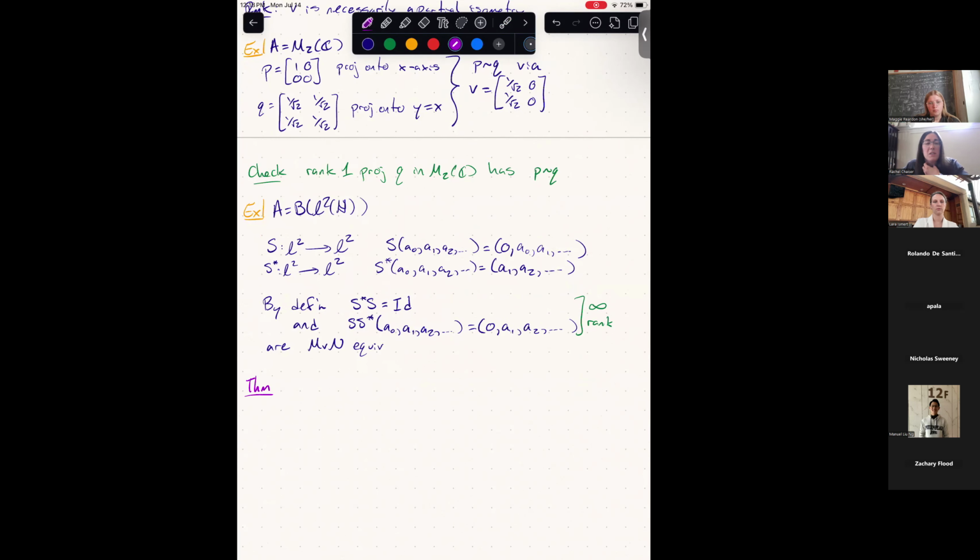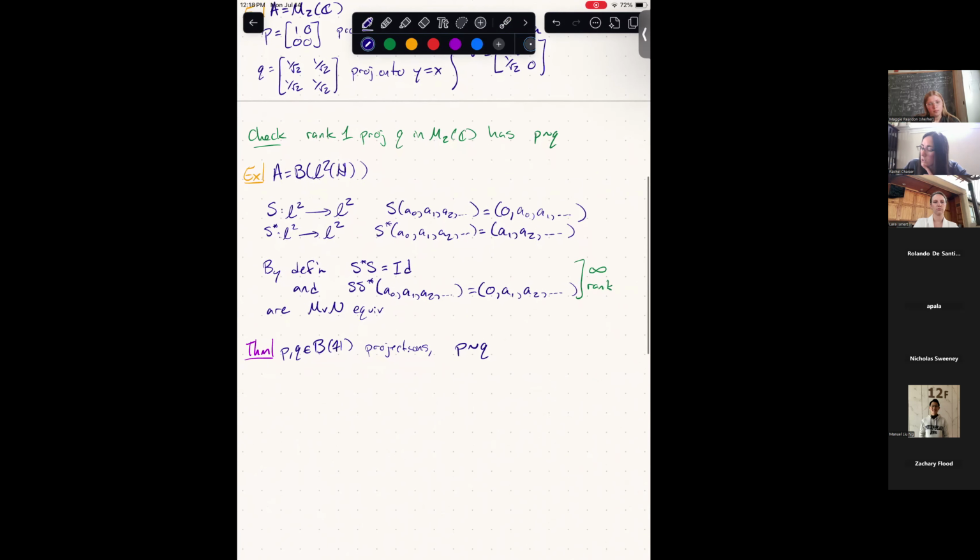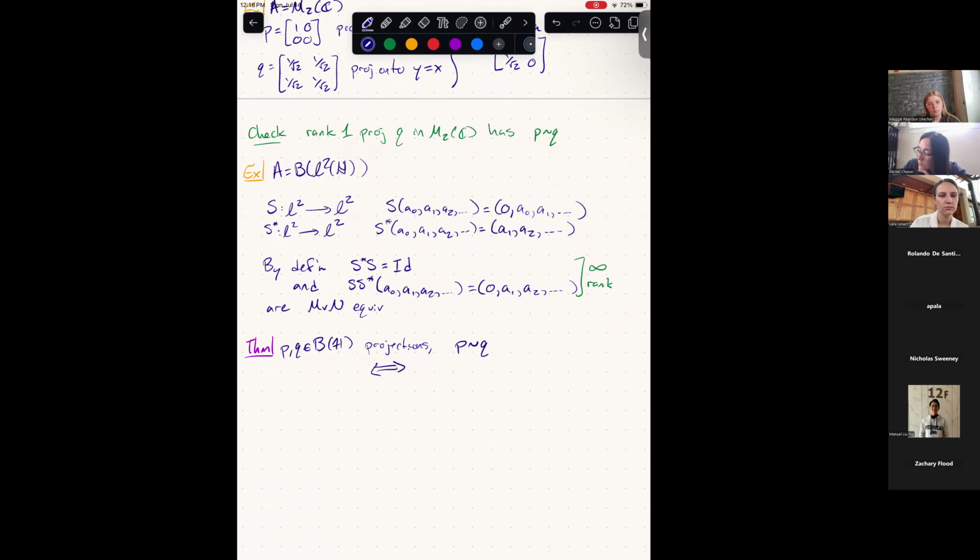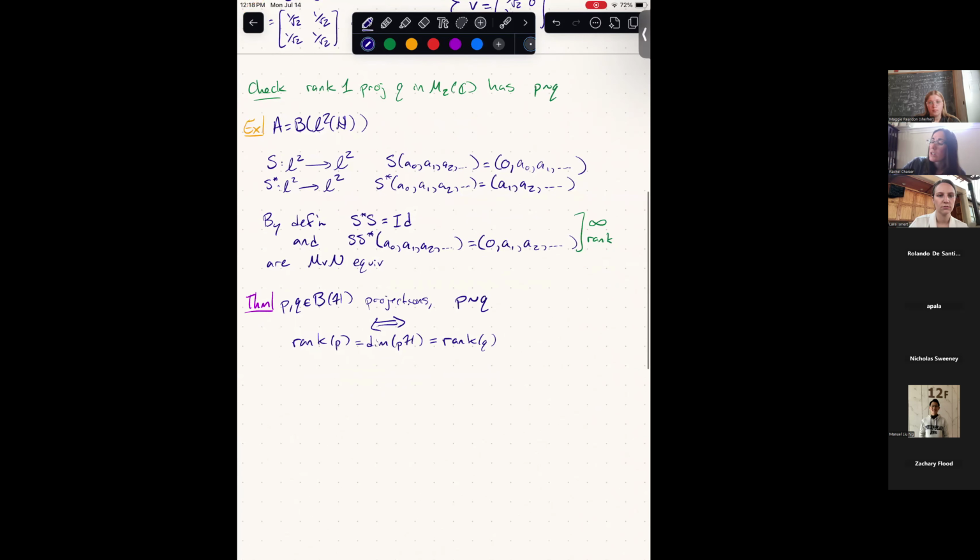That's basically a theorem. For any two projections P and Q in B of H, P is equivalent to Q if and only if the rank of P, by which I mean the dimension of its image, is equal to the rank of Q. So Murray von Neumann equivalence is picking out something very geometric, the dimension of the image, and it's equating all of those projections.